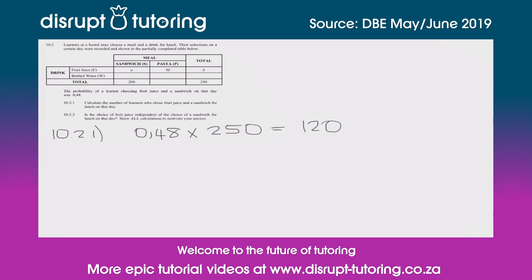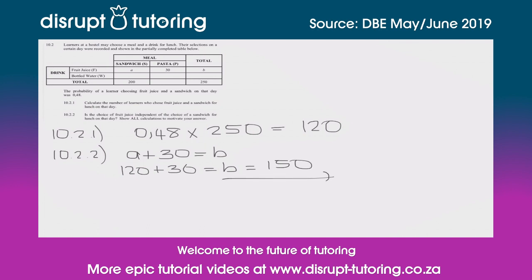Right, moving on to 10.2.2. So 10.2.2, they've said to us, is the choice of fruit juice independent of the choice of a sandwich for lunch on that day? Show all calculations and motivate your answer. The first thing we need to do, though, is get this B. Right, how would we do that? Well, we've calculated that A is 120. So B is the total. So it would be A plus 30 equals B. We've worked out that A is 120 plus 30, which would then mean B is equal to 150. So that's very important that we got that.